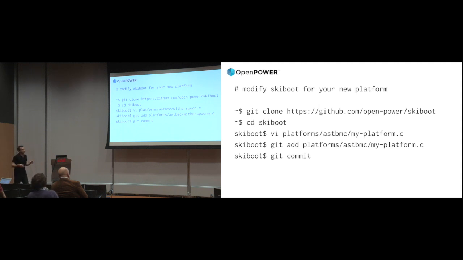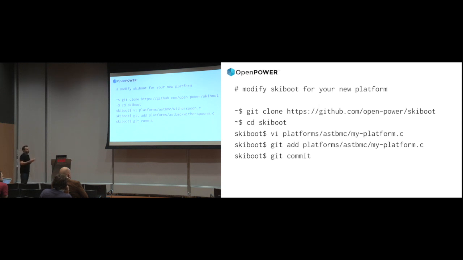This is a simplified process of how we would modify Skiboot for a new platform, or an existing platform. In this case, I've shown Witherspoon. So again, you'd clone the firmware tree. You'd maybe use vi and edit one of your platform definitions, and then commit it to the Skiboot tree. You should also always commit your changes as soon as you can, so you've got a bit of a record of what you're doing.